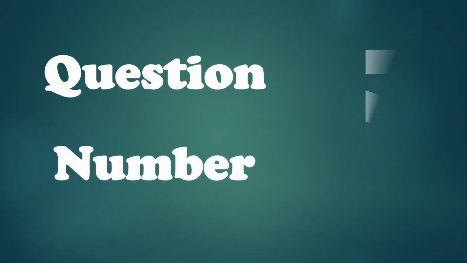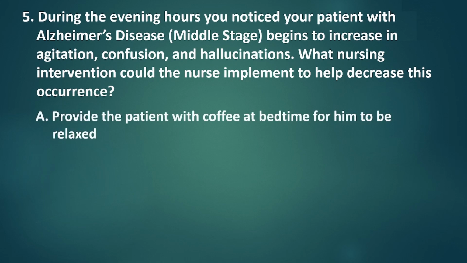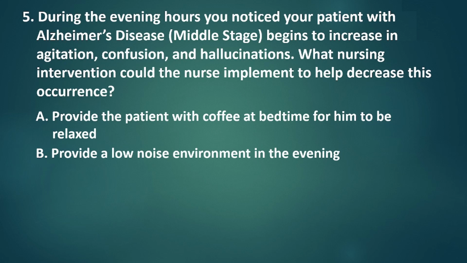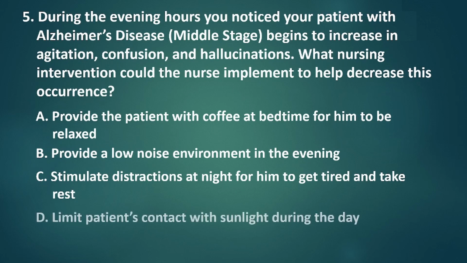Question number 5. During the evening hours, you noticed your patient with Alzheimer's disease, middle stage, begins to increase in agitation, confusion, and hallucinations. What nursing intervention could the nurse implement to help decrease this occurrence? A. Provide the patient with coffee at bedtime for him to be relaxed. B. Provide a low-noise environment in the evening. C. Stimulate distractions at night for him to get tired and take rest. D. Limit patient's contact with sunlight during the day.